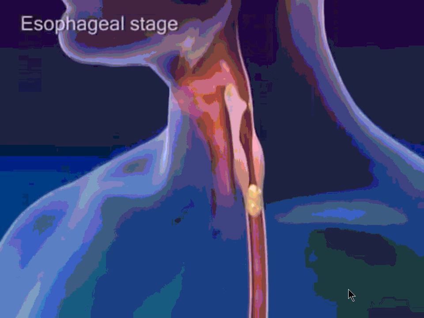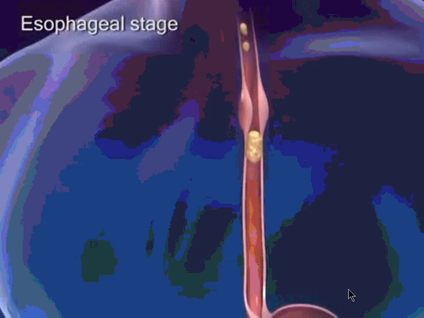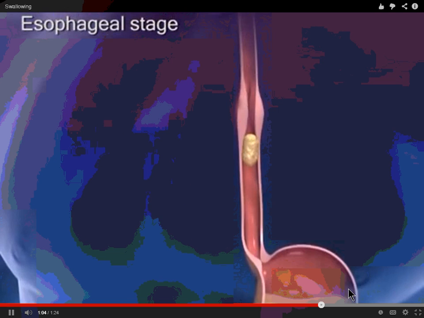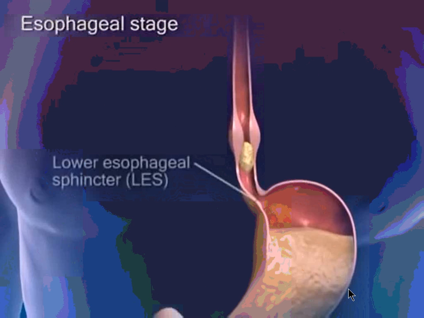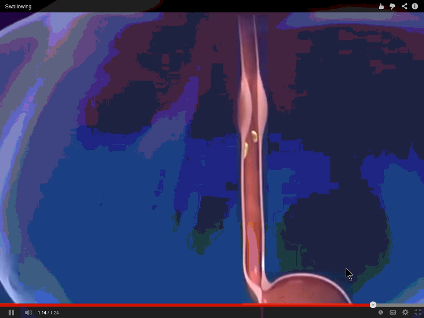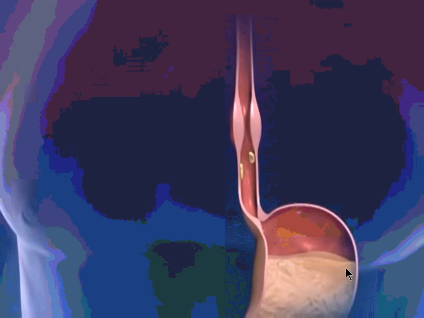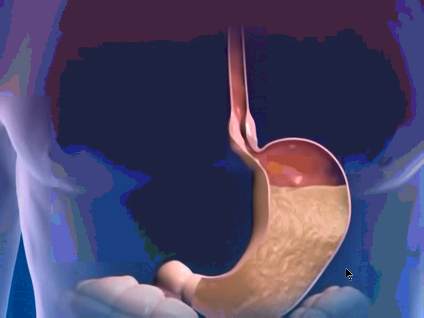During the esophageal stage, a primary peristaltic wave initiated by the swallowing center pushes the bolus through the esophagus. As the bolus travels through the esophagus, the lower esophageal sphincter relaxes, allowing the food to enter the stomach. If the bolus is stuck in the esophagus, a secondary peristaltic wave is triggered by the intrinsic plexus at the point of distension, to finish the swallow.